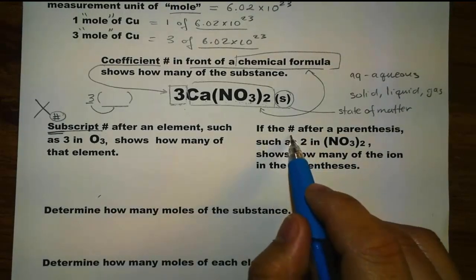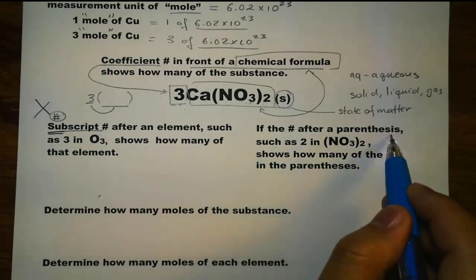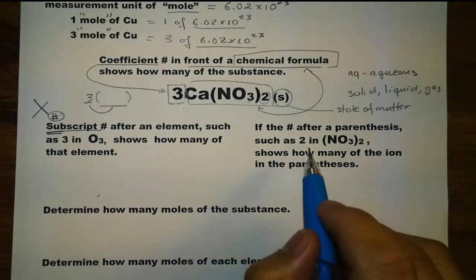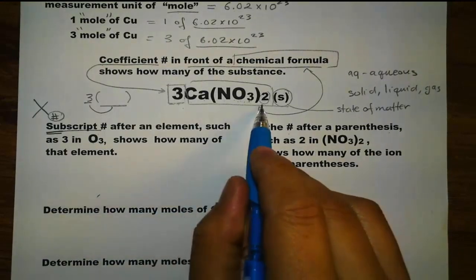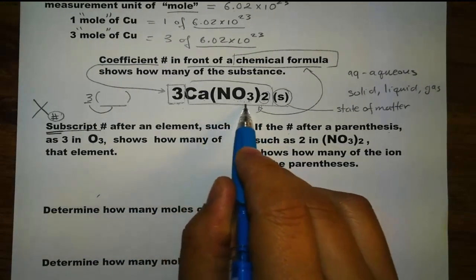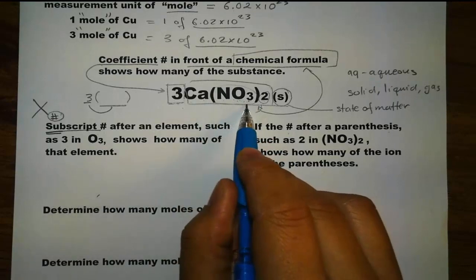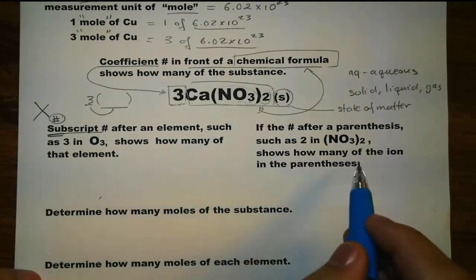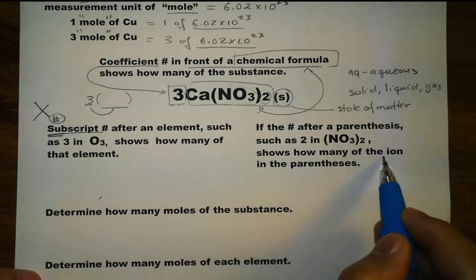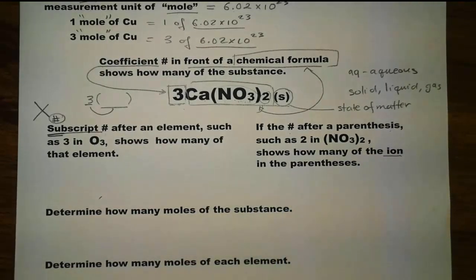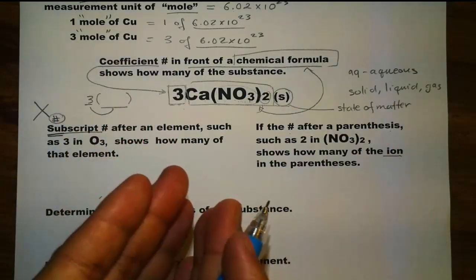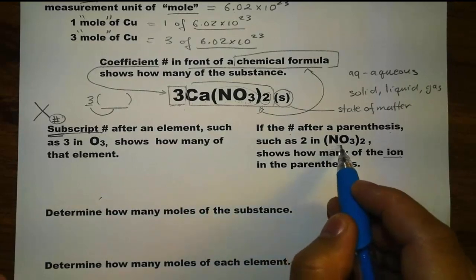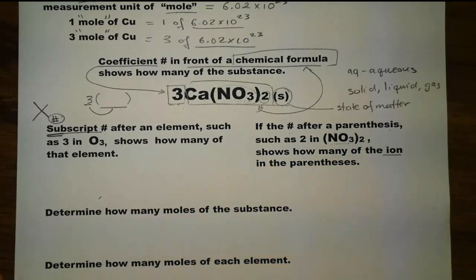If we have the subscript number after the parenthesis, like in this case, such as a 2 right there, that number 2 right there show how many of this whole entire thing. And this thing is grouped as a polyatomic ion, so we can say that it tell you or show you how many of the ions in the parentheses or grouped in the parentheses. Okay, so keep that in mind. That tells you there are 2 of NO3.